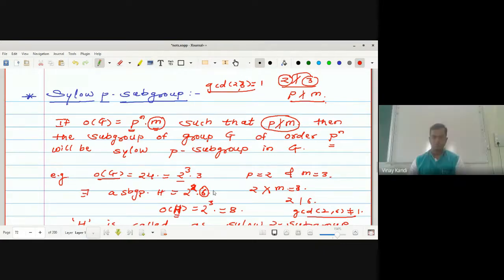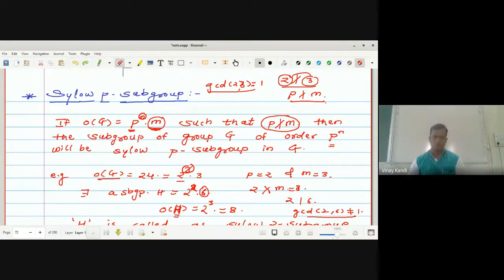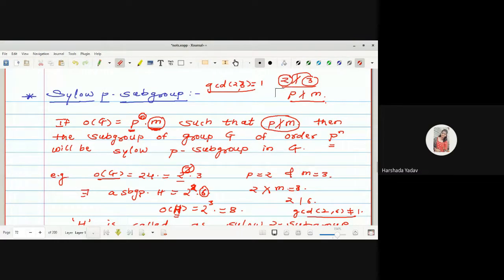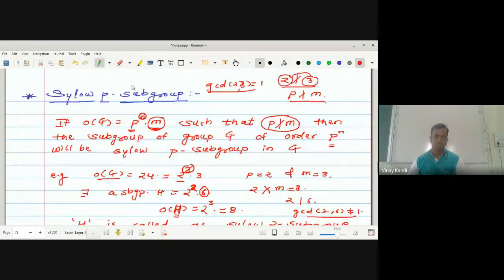If p does not divide m, it means we cannot take out the factor p from this m. This is the largest p raised to n; this n is the largest, that is 3 here. Any doubt now? No, sir. Wait a minute. These are all in your notes.